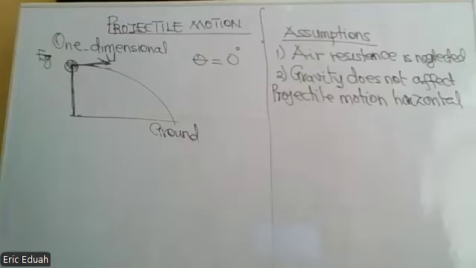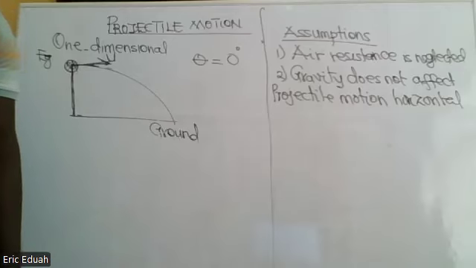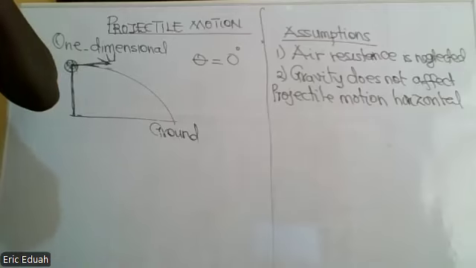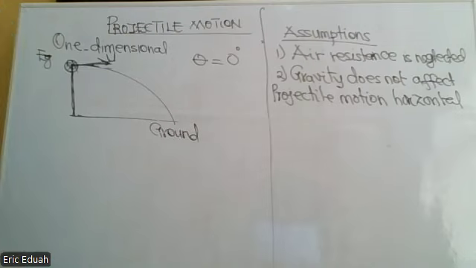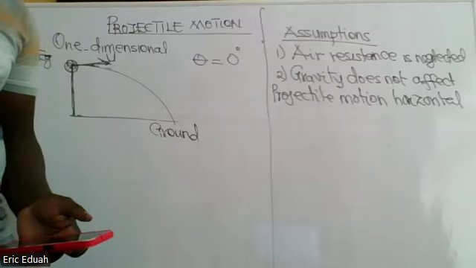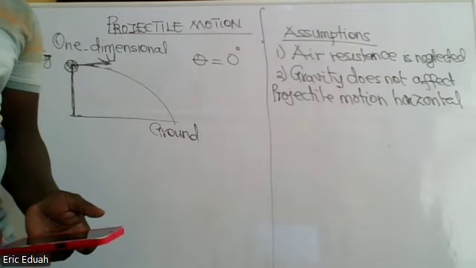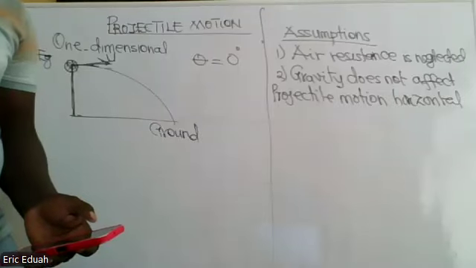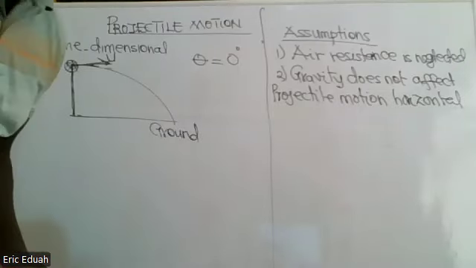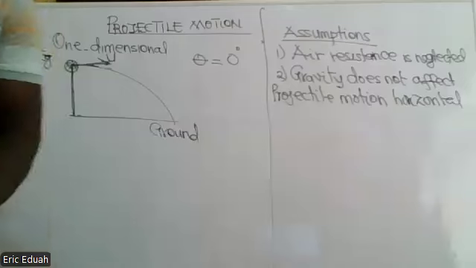So class, whenever you are asked what pertains in one-dimensional projectile motion, the velocity of projection makes an angle of 0 degrees with the horizontal. That is what defines one-dimensional projectile motion. Please, is there any question? Is there any question before I continue? Okay, silence means no question.